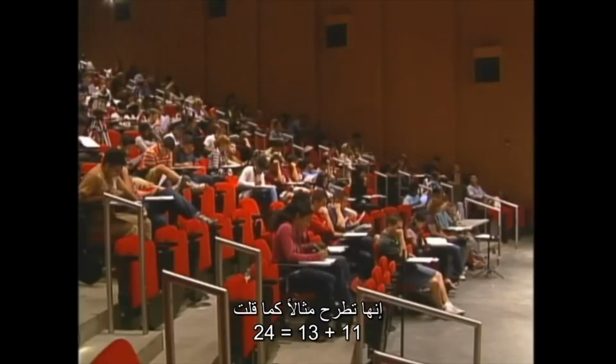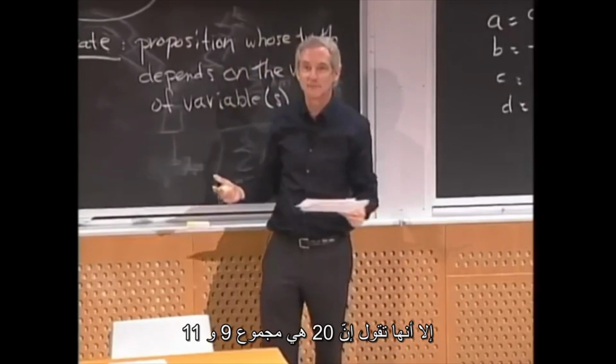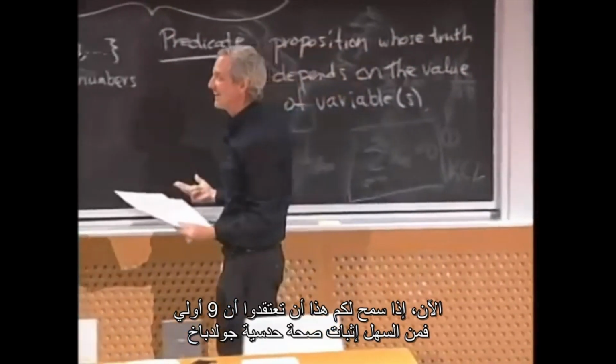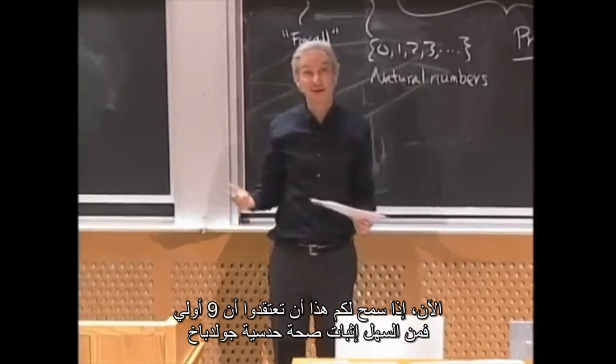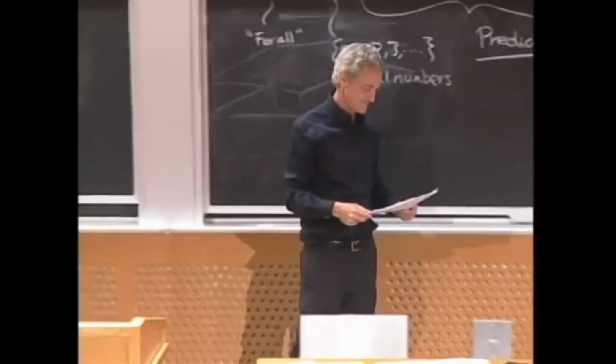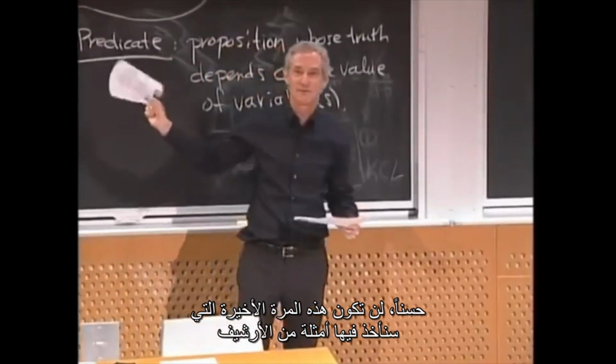Yeah, it gives the example, like instead of 24 is 11 plus 13, it says 20 is the sum of 9 and 11. Now, if we're allowed to use things like 9 as primes, Goldbach's conjecture is pretty easy to prove is true. All right, this won't be the last time we get examples from the literature.